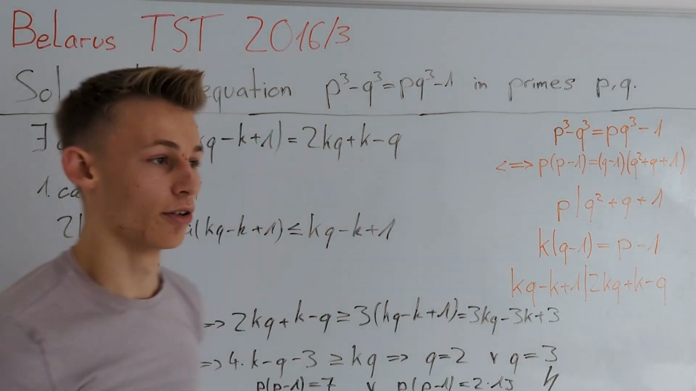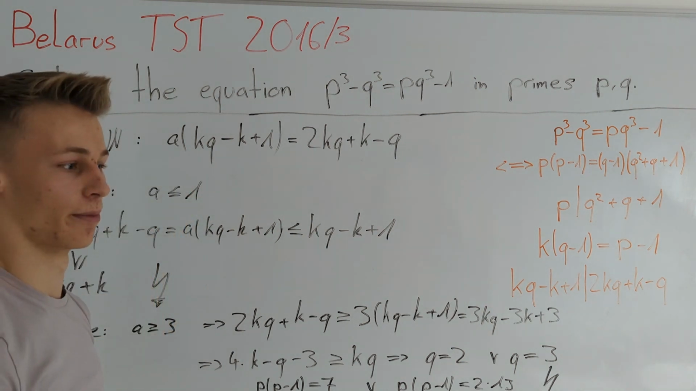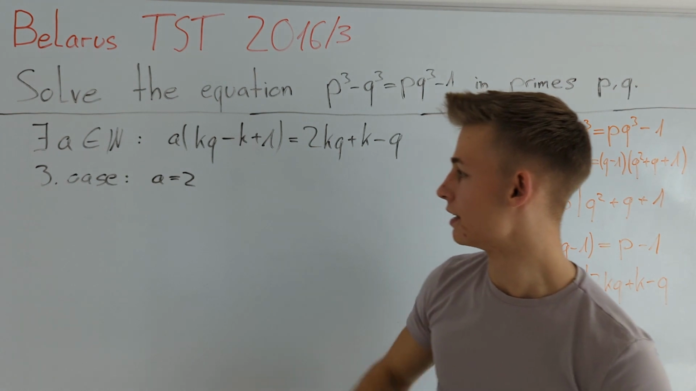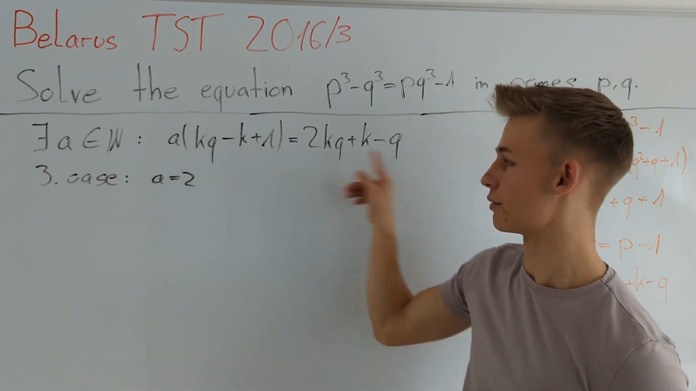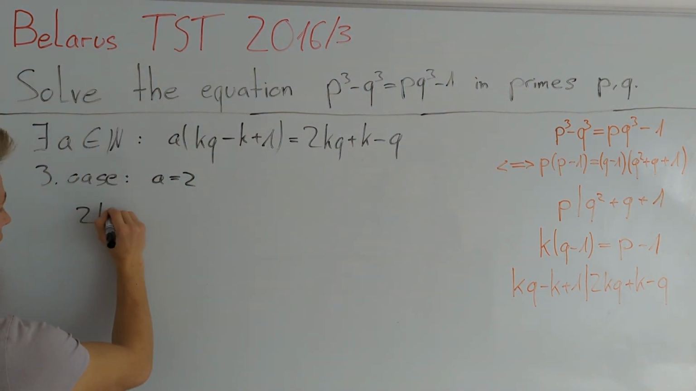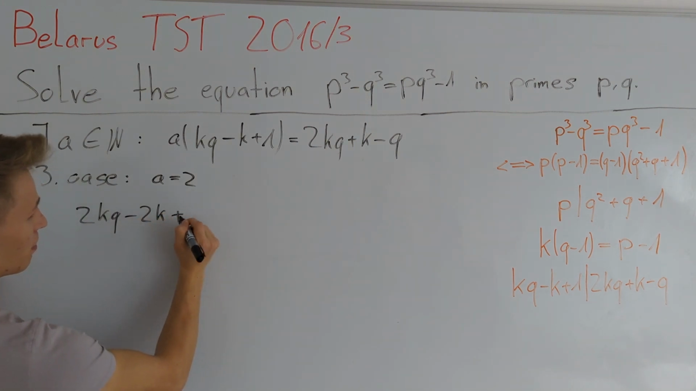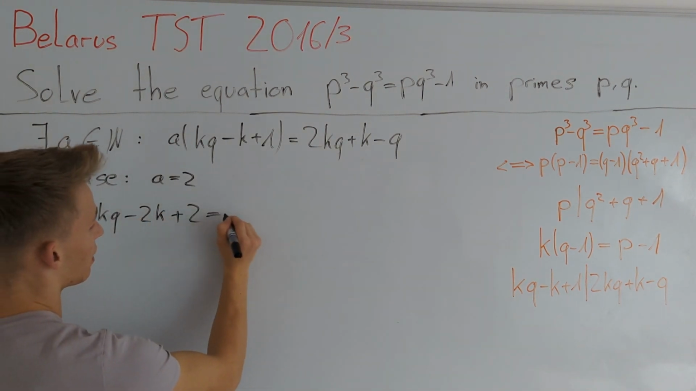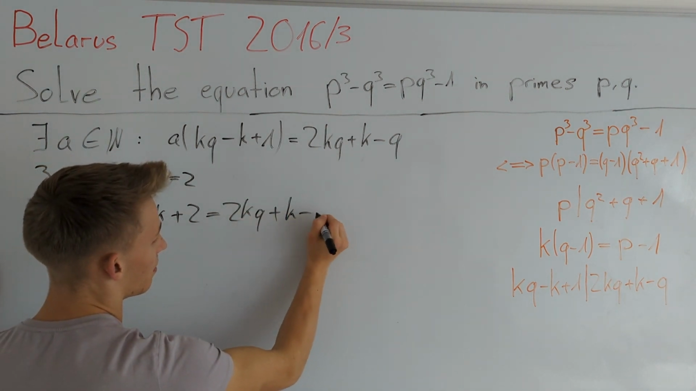This means that our only possible case which is left is indeed that a is equal to 2, and in this case we have a look now. So now we are in our third case, and here we have a equals 2, so we can plug a equals 2 into this equation here and get that 2 times kq minus 2k plus 2 is equal to 2kq plus k minus q.